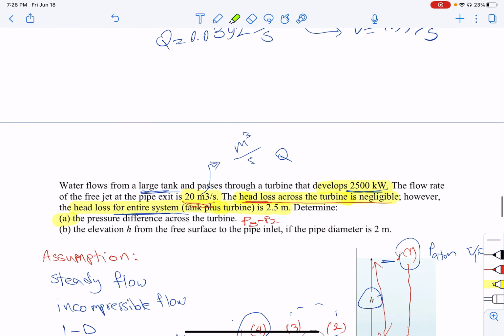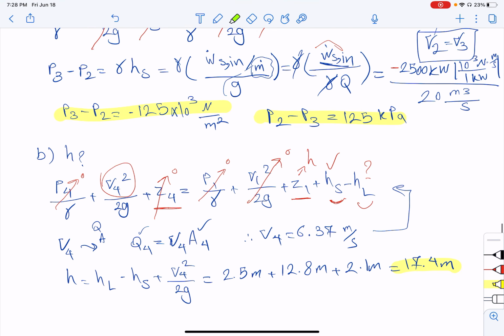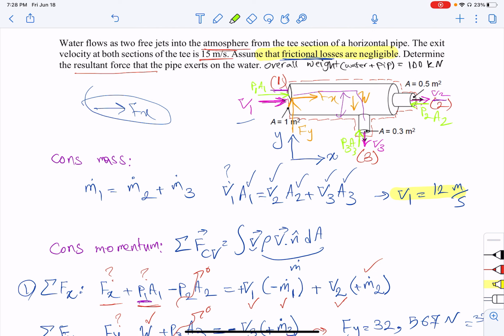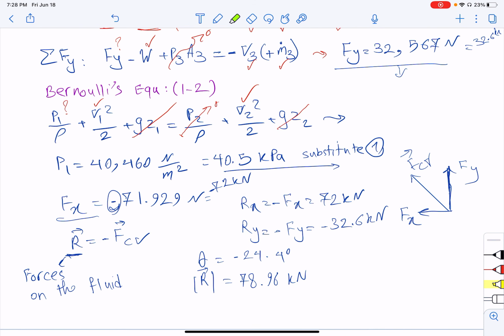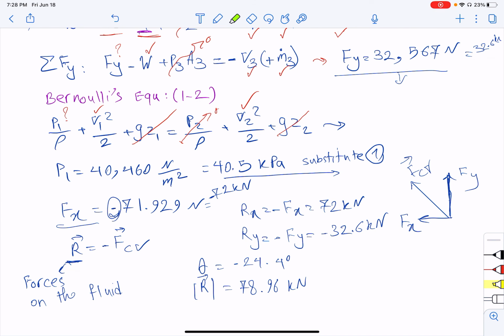So these are the questions that I solved for the conservation of energy. Try to practice them by yourself and don't look at my answer till you solve it by yourself.